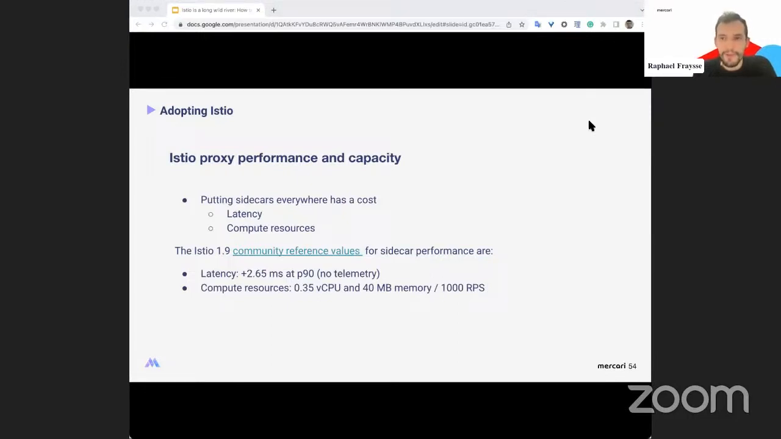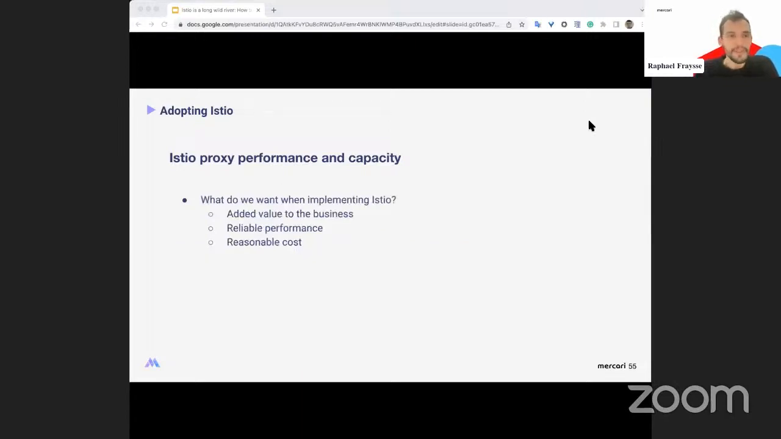Your mileage may vary because, as I said, with the Sidecar CRD, if you don't have the Sidecar CRD, it can be crazy high. You have 0 RPS, but you use 1 CPU. It sounds crazy, but that's the reality. So it will also use a lot of compute resources, especially if you don't control the configuration propagation.